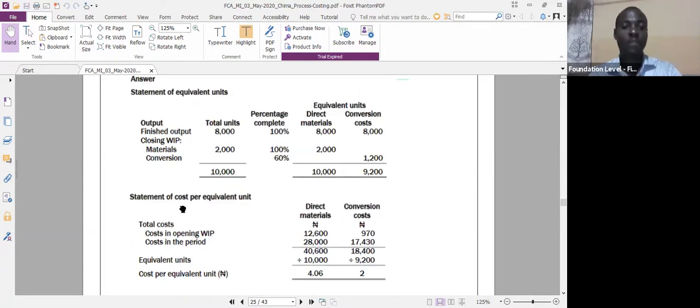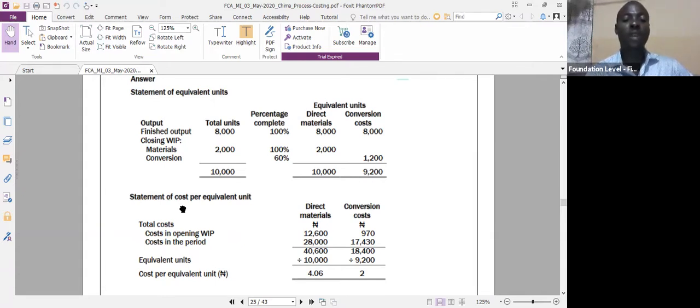All right, so statement of cost. In the opening work in progress, we have 12,600, and for conversion it is 970. It was given to us. The cost in the period: we spent 28,000 for direct material, and we spent 17,430 for conversion. So when you add all these, direct material cost is 40,600, and that of conversion is 18,400.